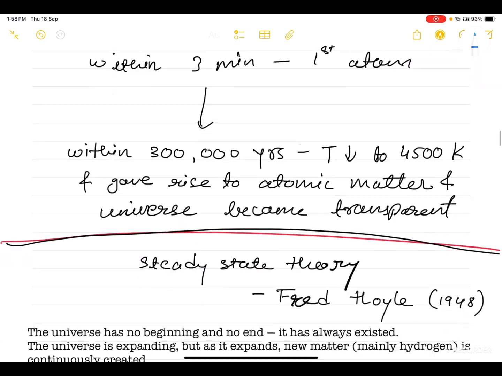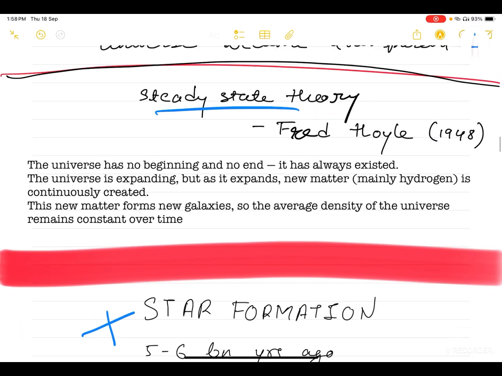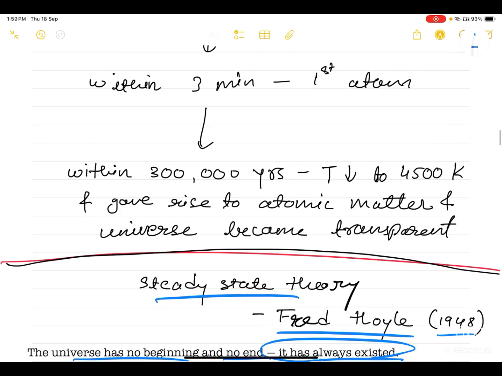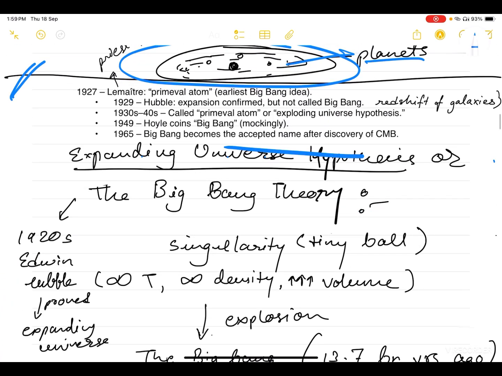The steady state theory, given by Sir Fred Hoyle in 1948, suggested that the universe has no beginning and no end; it has always existed and is expanding. But as new matter is continuously being created, so are new galaxies, and therefore the average density of the universe remains constant over time. Now we'll look into the Big Bang theory.